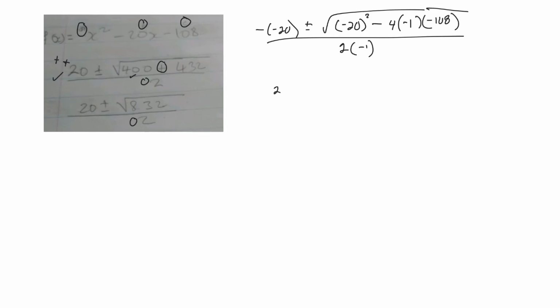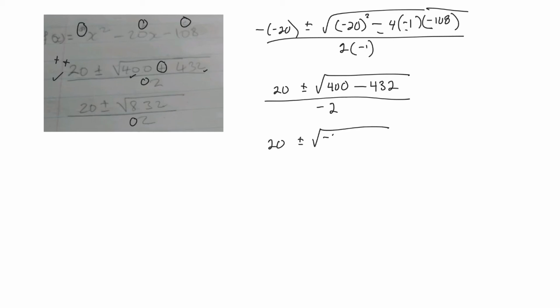Okay, so this would be a positive 20 plus or minus square root, positive 400. Negative times a negative will be a negative. And 4 times 108, 432. Yeah, good. All right, all over 2 times a negative 1 would be a negative 2. So it's 20 plus or minus square root of, that'd be negative 32 over negative 2.